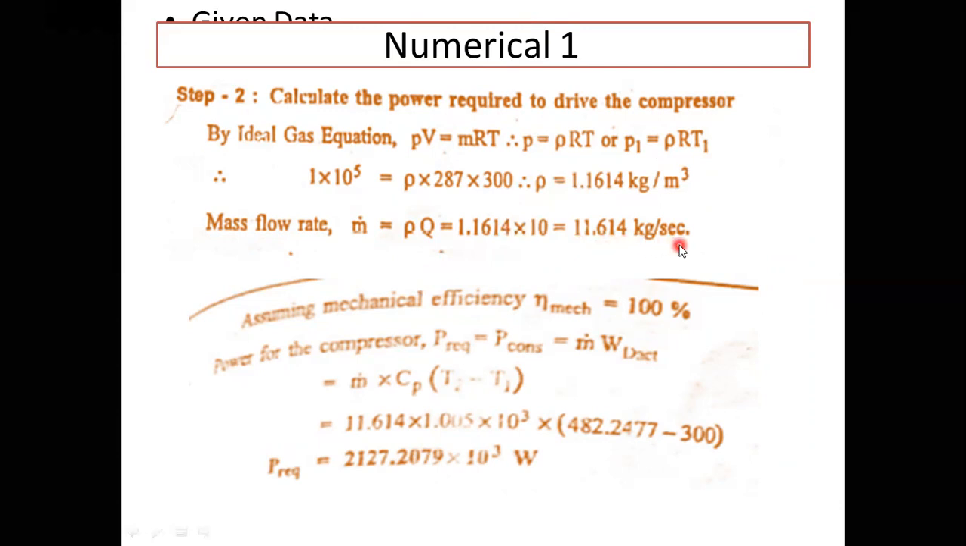Once you get the mass flow rate, and considering the mechanical efficiency is 100%: what is the mechanical efficiency basically? The mechanical efficiency is the work done actual upon the power input. If it is 100%, then power required is equal to m dot into work done actual, and work done actual is given by m dot into Cp (T2 minus T1). By putting the respective values, we'll get the power required also.